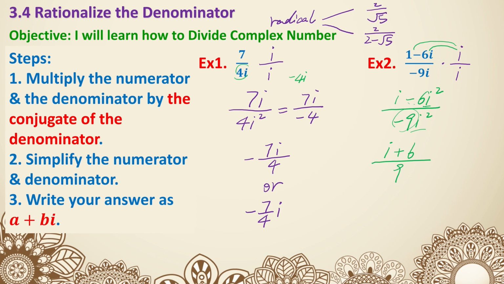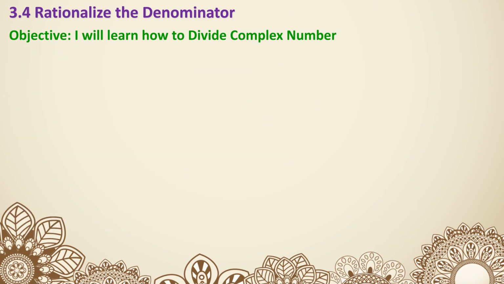But since I need to write my answer as a plus bi, I actually need to separate everything. It's going to be i over 9 plus 6 over 9. But we also want the number in the front. So it's going to be 2/3 plus 1/9 i, which means your a part is 2/3 and the b part is 1/9. That's example 2.